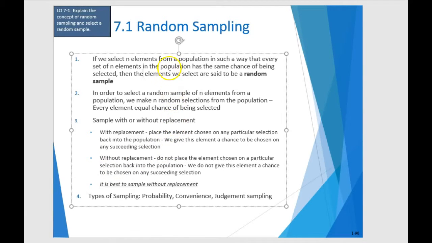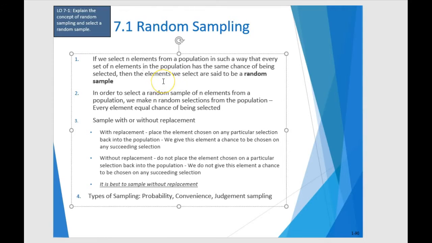Sample with or without replacement. With replacement, place the element chosen on any particular selection back into the population. We give this element a chance to be chosen on any succeeding selection. That is as it sounds: with replacement, you choose it, you put it back in the population, and there's a chance that it gets chosen again. Without replacement, the exact opposite.